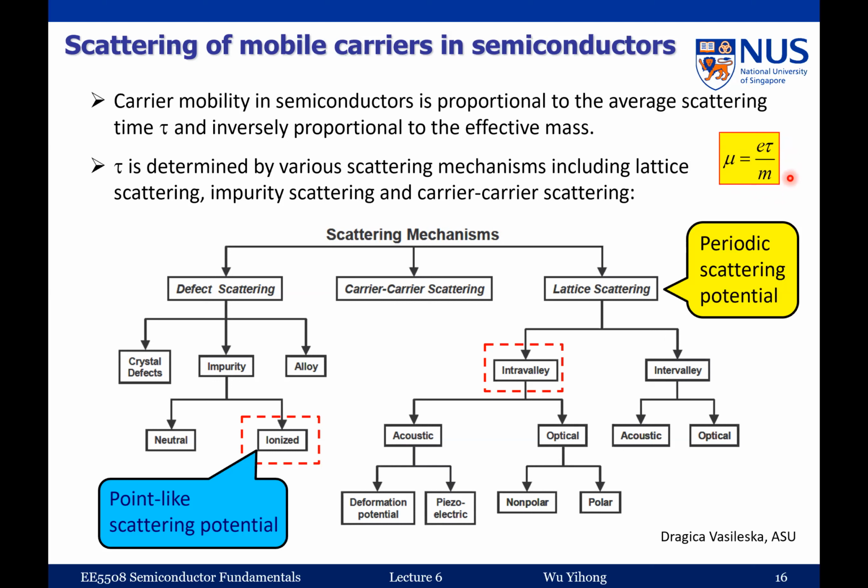That's the reason why in the last 20 years, people have been trying to, for example, use strain effect to reduce effective mass in silicon, and eventually get a larger mobility, right? And for tau, you have to reduce the scattering events. There are primarily three types of scattering events in semiconductor. This is actually a well summarized picture, and this is from Professor Dragica Vasileska from Arizona State University.